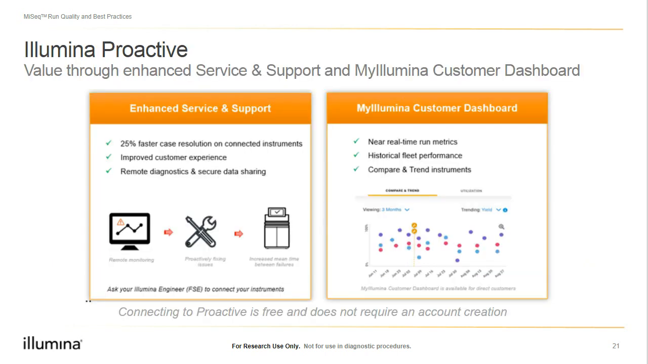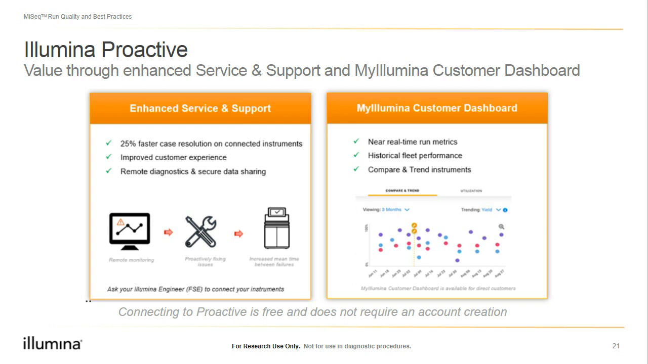I also briefly wanted to discuss Illumina Proactive. The Proactive service is free and provides run performance data, but no sequencing data, to Illumina. This will improve your customer experience in two ways. First, Proactive can monitor your run performance metrics to identify and alert tech support to them, so we may proactively assist in identifying the root cause and implementing a resolution.